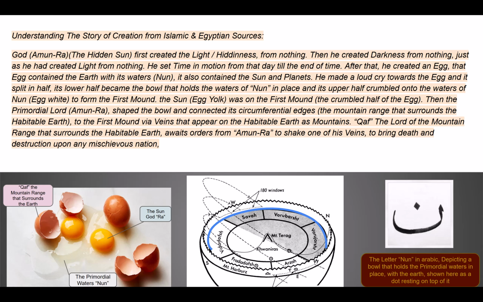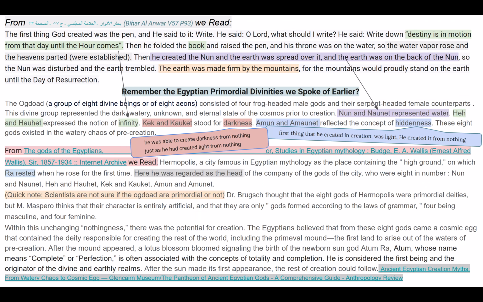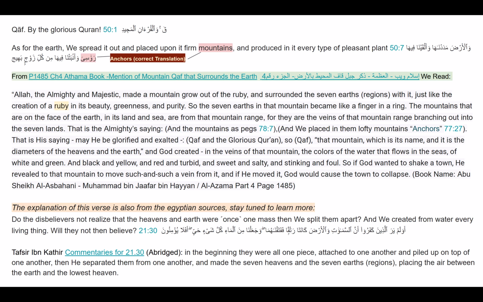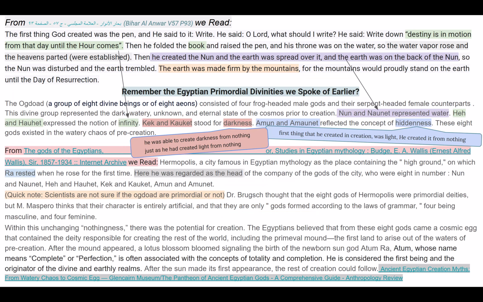So if you look here to your left, Kaf, the mountain range that surrounds the earth, is the eggshell. See these, the empty eggshell, that's the Kaf mountain range. Actually, have I not spoken about Kaf? Oh no, I haven't spoken about Kaf. Okay, we need to read about Kaf.